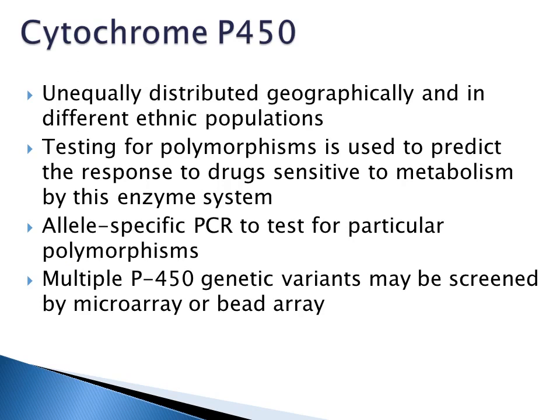Genetic polymorphisms of cytochrome P450 genes are unequally distributed geographically and in different ethnic populations. Testing for these polymorphisms is used to predict the response to drugs sensitive to metabolism by this enzyme system. Testing is performed using allele-specific PCR for particular polymorphisms. Multiple P450 genetic variants may be screened using microarray or bead array technologies.